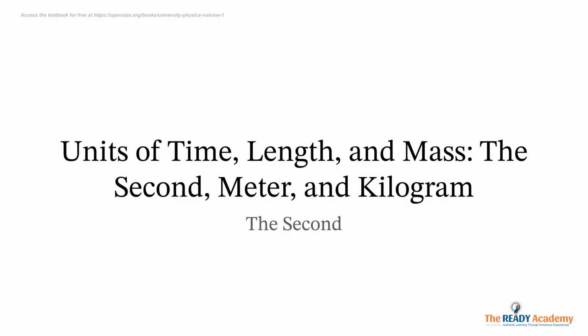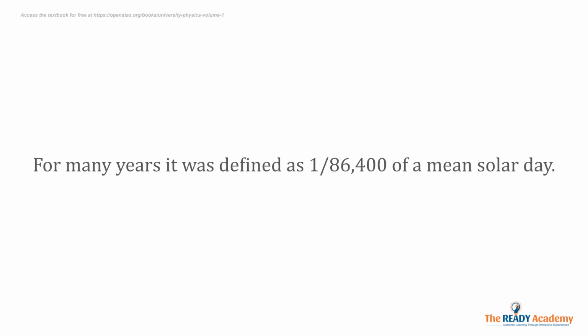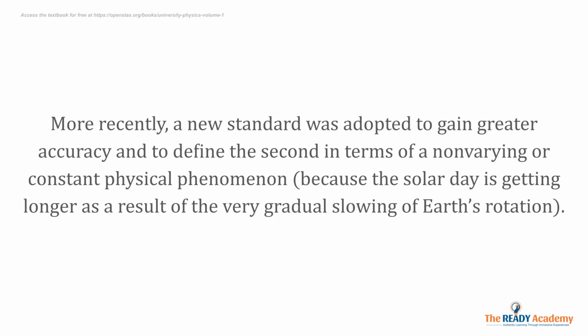The second. The SI unit for time, the second, abbreviated s, has a long history. For many years it was defined as 1 divided by 86,400 of a mean solar day. More recently, a new standard was adopted to gain greater accuracy and to define the second in terms of a non-varying or constant physical phenomenon, because the solar day is getting longer as a result of the very gradual slowing of Earth's rotation.